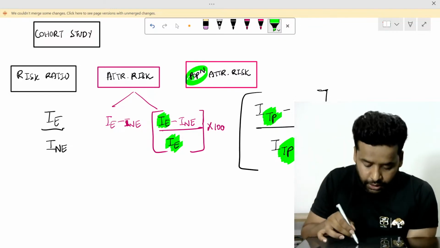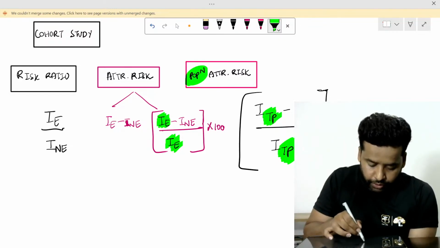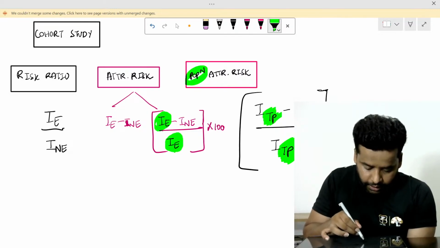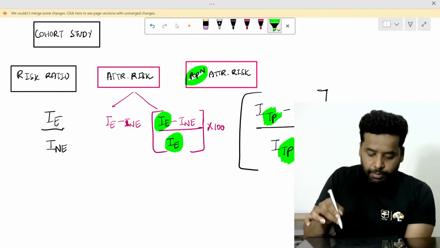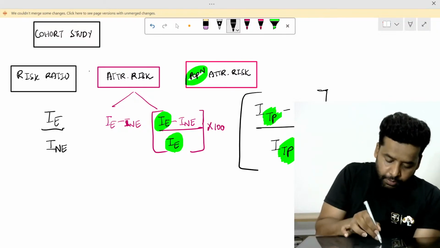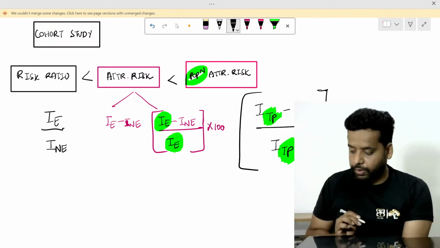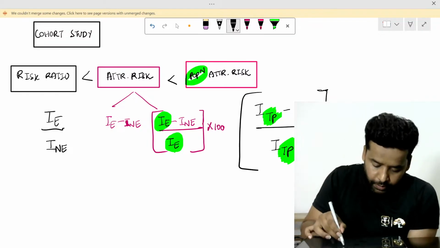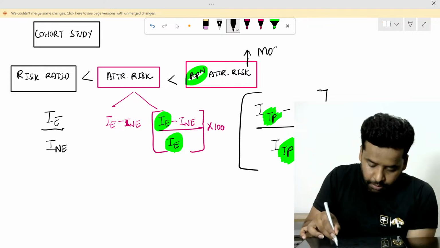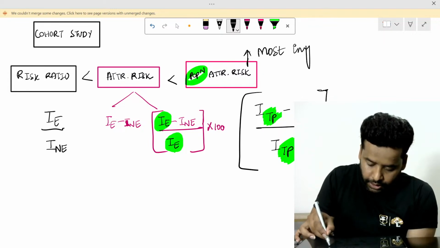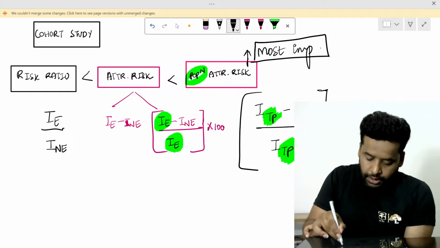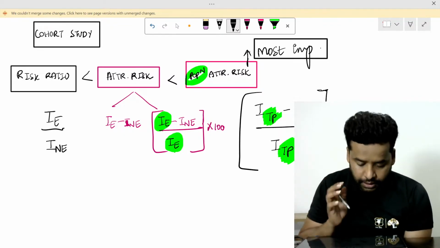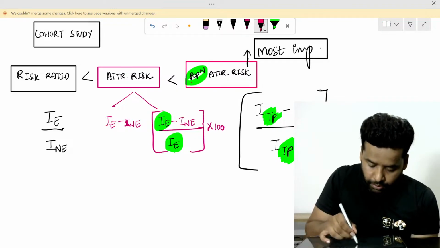How much advantage I can give only for the exposed group if I can remove that risk factor, that is attributable risk. So comparatively, which is more important for public health? If I want to arrange in sequence, which is more important? Obviously, population attributable risk will be more important, because it tells how much advantage a population can get if I can remove that risk factor. So this is the most important thing.